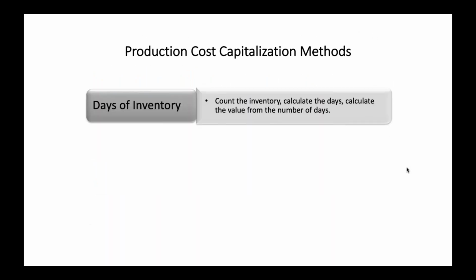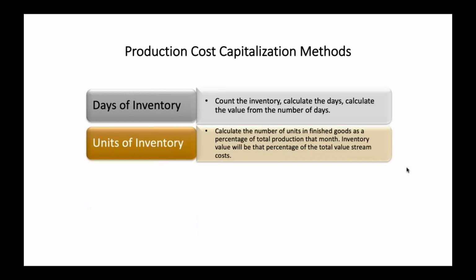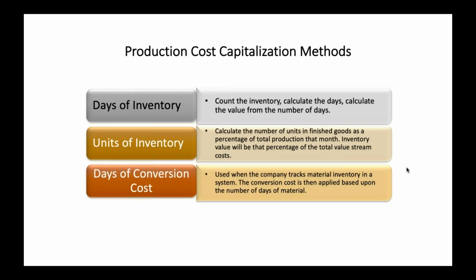So let's look at the different methods to capitalize production costs. One method is using days of inventory. What you're doing here is figuring out how to get the average. We look at the number of days of inventory to get a ratio so that we can determine what level of production cost to capitalize. We can also do it by units of inventory. So we have so many units of finished goods, raw material, and WIP, and then we can calculate the average production costs to capitalize in that manner.